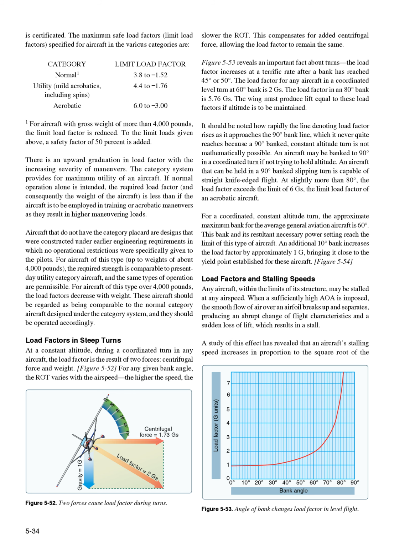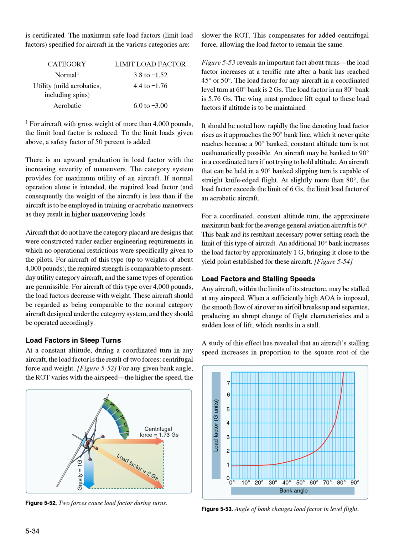Load factors in steep turns at a constant altitude. During a coordinated turn in any aircraft, the load factor is the result of two forces, centrifugal force and weight. In Figure 5-52, for any given bank angle, the rate of turn varies with the airspeed. The higher the speed, the slower the rate of turn. This compensates for added centrifugal force, allowing the load factor to remain the same.